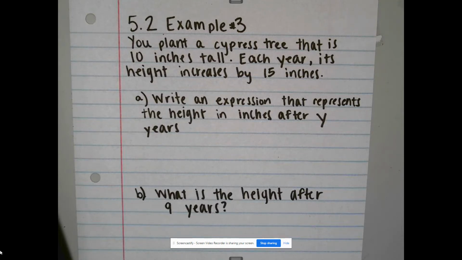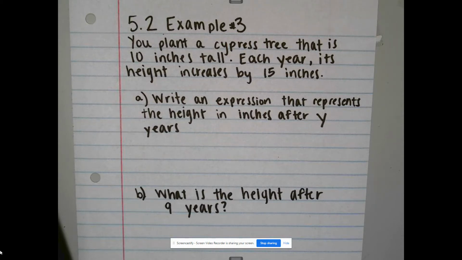So we need to take a look back at the problem and make sure we truly understand it. It says you plant a cypress tree that is 10 inches tall. So what that means is that from the second you plant it, it's already 10 inches. And then on top of that, every year it's growing 15 inches. So the 10 inches at the beginning is always going to remain the same.